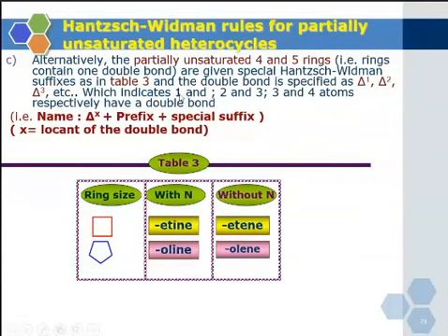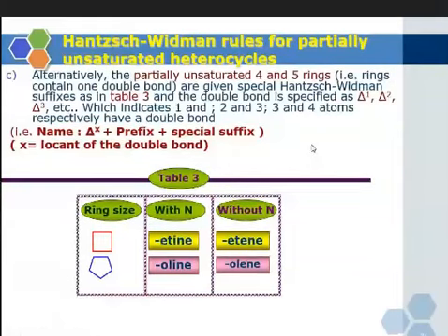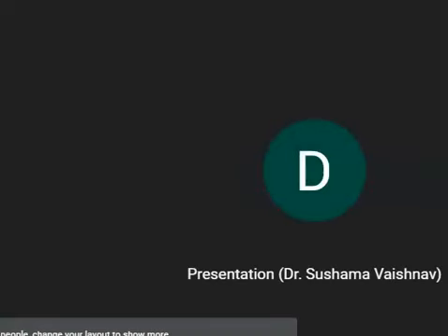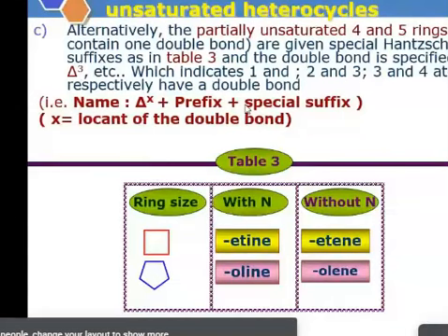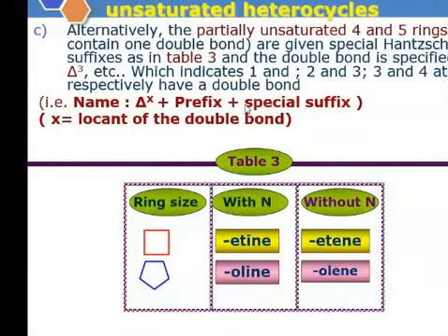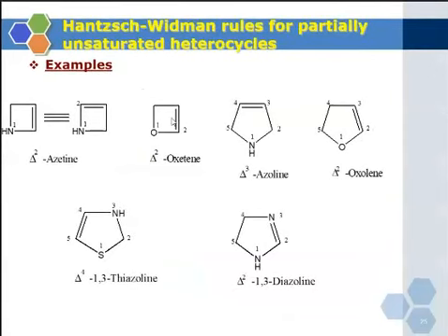That is, if the double bond is placed between 1 and 2, 2 and 3, or 3 and 4 respectively, it is specified as delta 3. Okay. Here are a few examples.